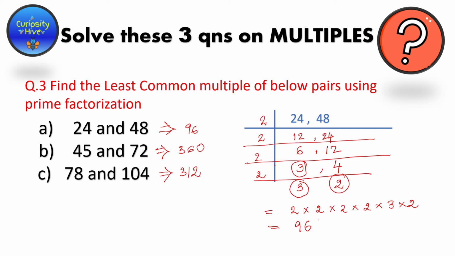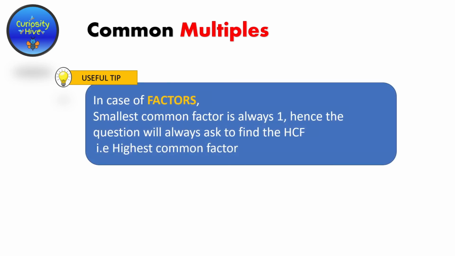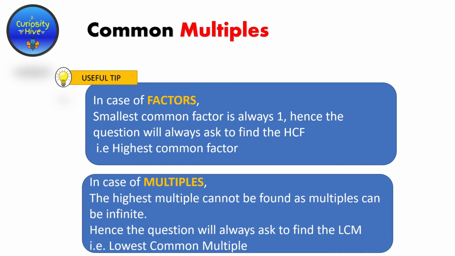Now, after this, remember an important tip. The first thing is that in case of factors, the smallest common factor is always 1. Hence, the question will always ask you to find the highest common factor. And in case of multiples, the highest multiple cannot be found as multiples can be infinite. Hence, the question will always ask you to find the least common multiple or the lowest common multiple.